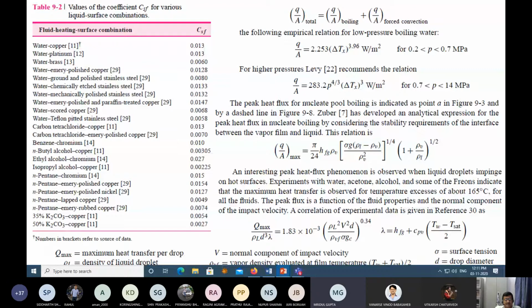Yes, sir. So what is your vessel made of? Wait a minute, where is the question? It's made of copper. The vessel is copper. So water and then copper. You can see copper, the fourth one here, 0.0128, right?